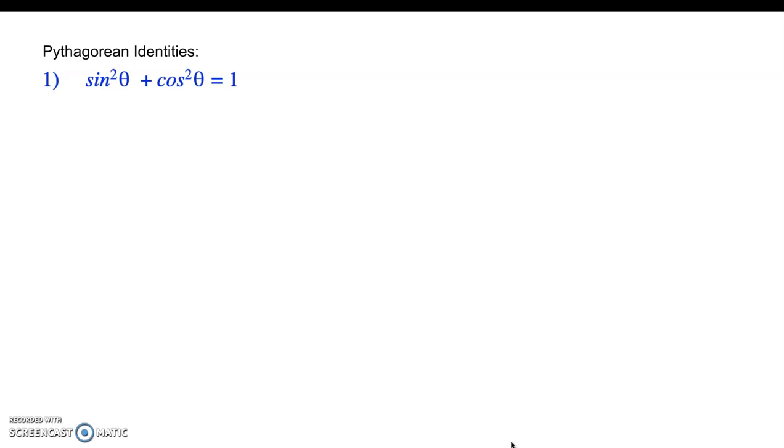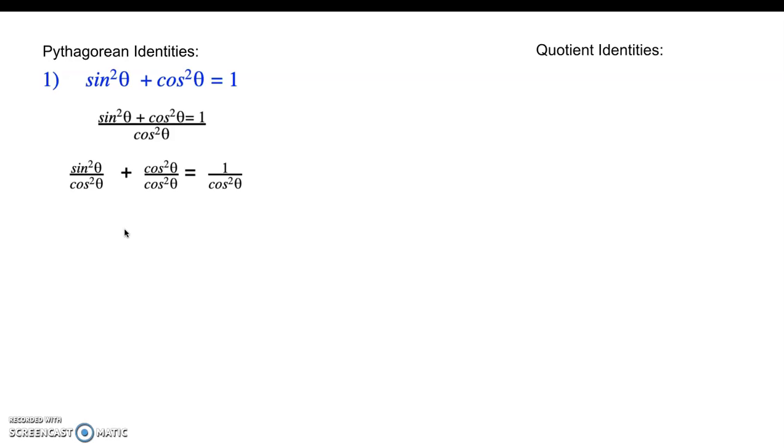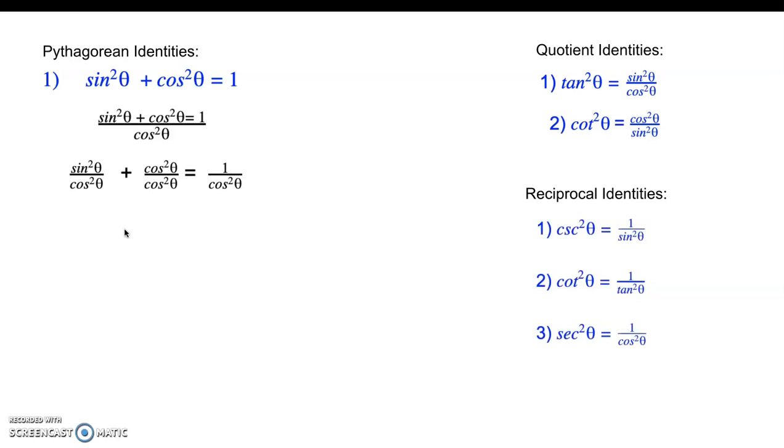To get the other Pythagorean identities, we can divide this entire identity by cos squared theta, and so we get the following: sine squared theta divided by cos squared theta plus cos squared theta divided by cos squared theta equals 1 divided by cos squared theta. You're probably wondering, what is sine squared theta divided by cos squared theta, or how can we simplify that? For that, we will need our quotient identities, and later on we'll be looking at reciprocal identities.